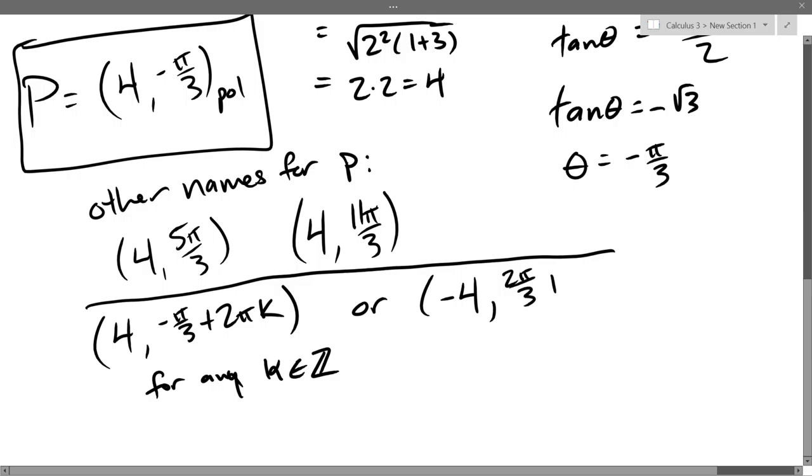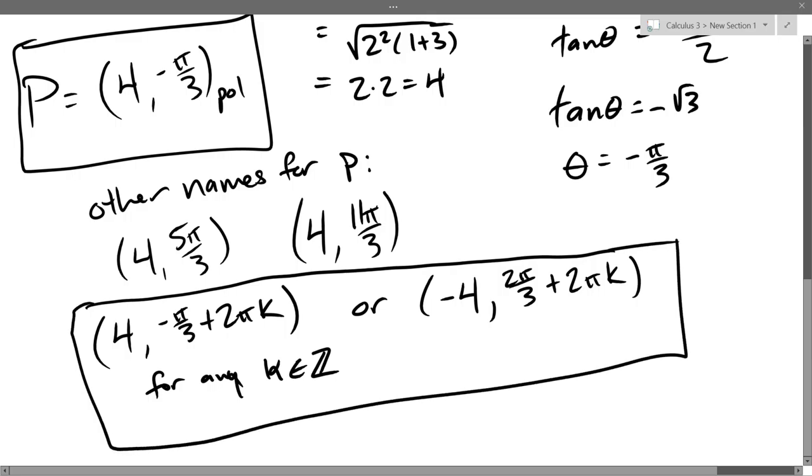And just like before, we can add as many 2 pi's to it as we want, as long as it's an integer. All right, there is every single way to write that point in polar coordinates.